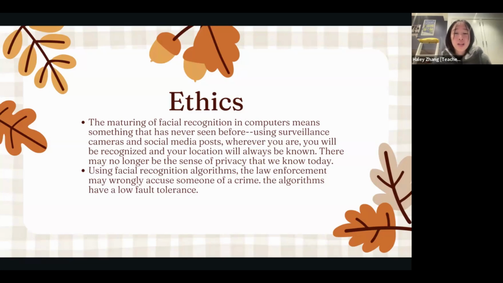Additionally, using facial recognition algorithms, law enforcement may wrongly accuse someone of a crime. The algorithms have a low fault tolerance. That actually already happened. Also in 2020, Robert Williams was arrested for allegedly stealing thousands of dollars of watches. Detroit police had matched the surveillance footage of the crime to Williams' driver's license photo using a facial recognition service. But Williams wasn't the robber. At the time of the robbery, he was driving home from work.